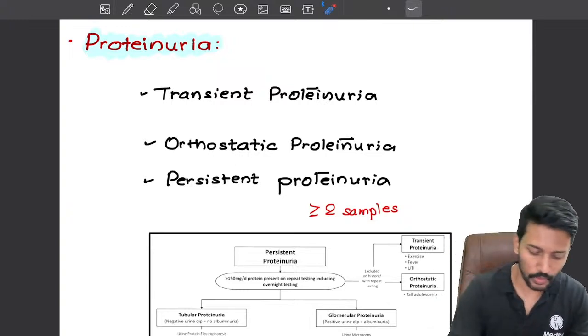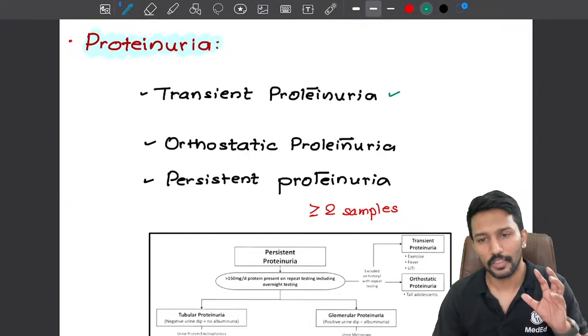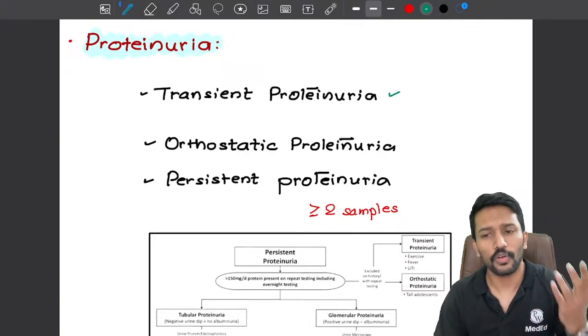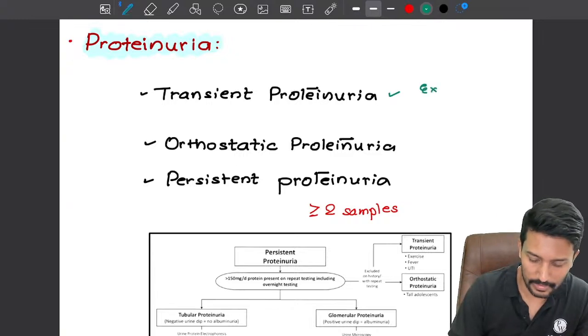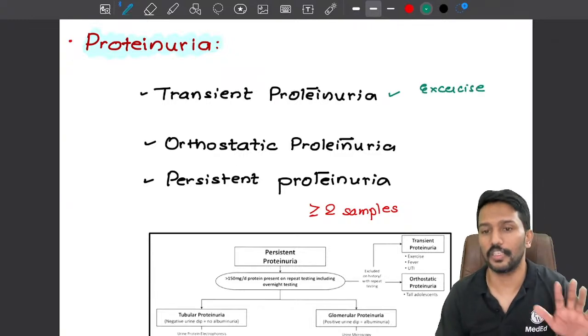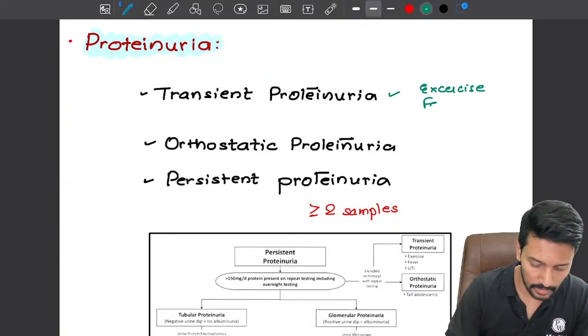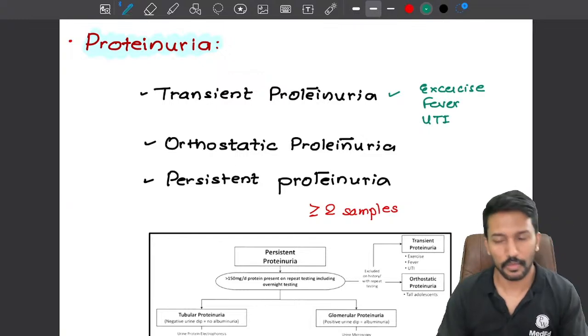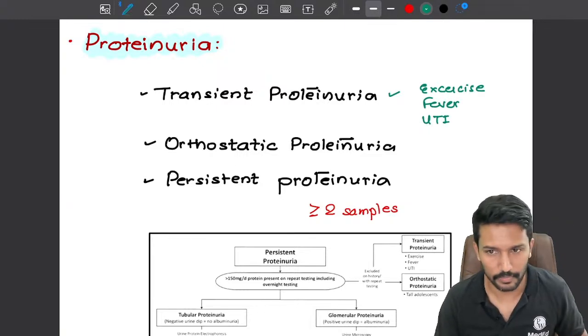Okay. So proteinuria is of 3 types. First, transient proteinuria. That means the proteinuria which is only positive occasionally. That can happen because of various conditions like exercise. They have asked one MCQ in the past, where do you see transient proteinuria? One of the options was fever. After exercise, after fever and after urinary tract infection, proteins may be positive in your urine. You need to ignore that. It is not significant, right?